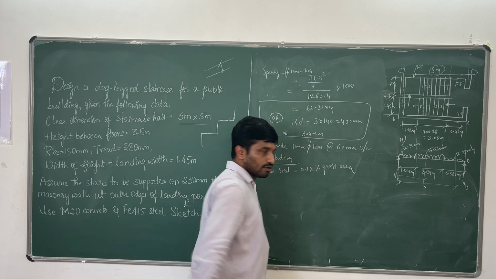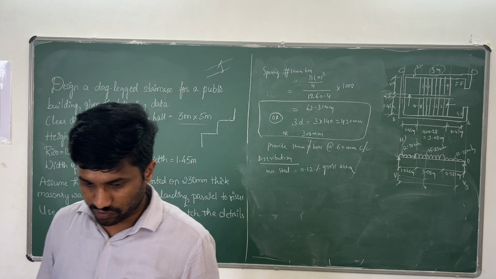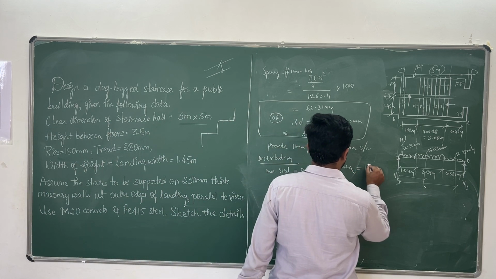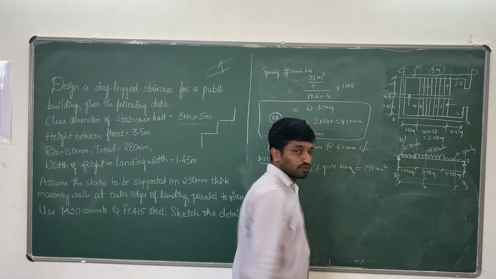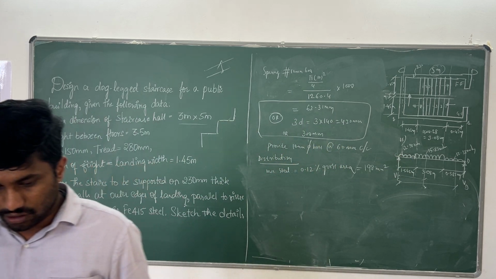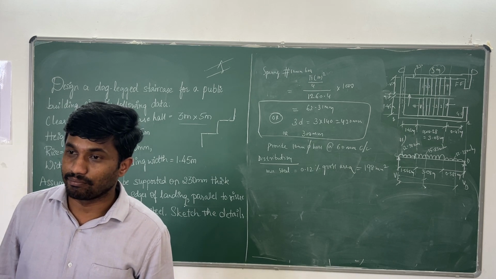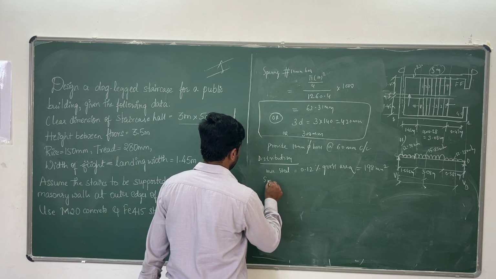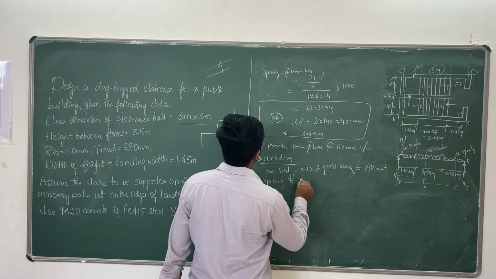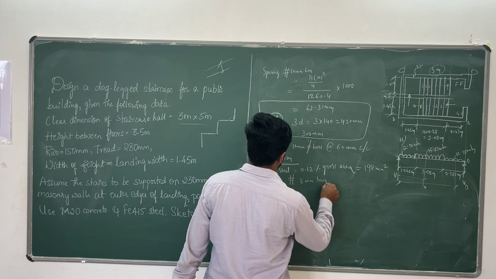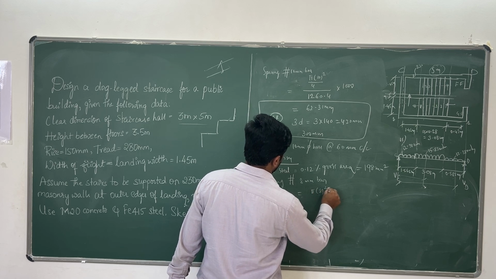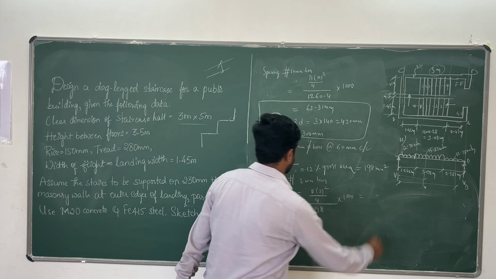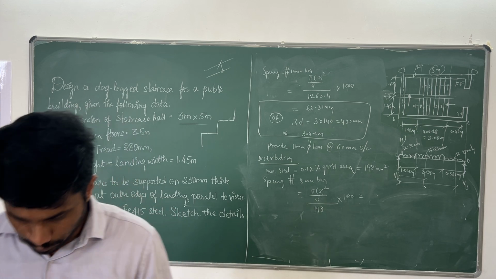0.12% of gross area, how much we got? 198 mm square. You know that previously we computed, right? Now the spacing of 8 mm bar. Compute the spacing of 8 mm bar. For 1 bar, area is pi into 8 square by 4, considered from the minimum area, into 1000. How much value? 253.86.